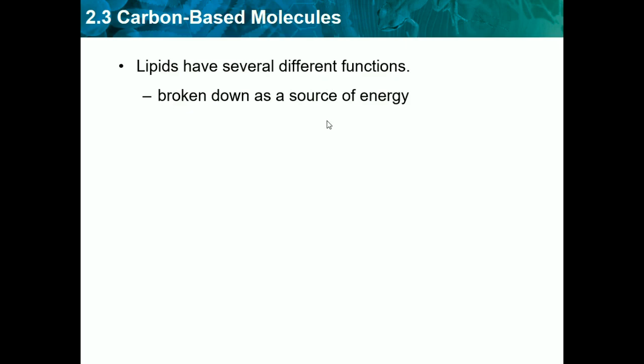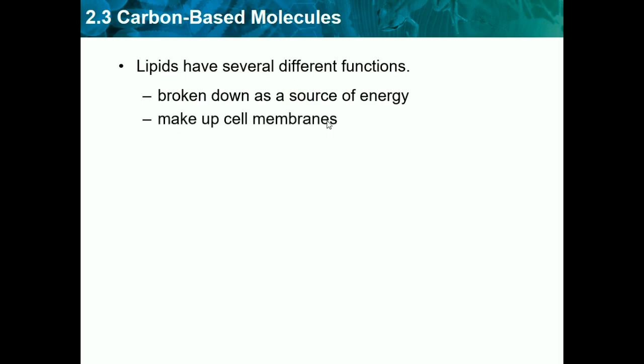It just sits there. Unlike carbohydrates, carbohydrates are quick energy. They're like fast. They just go away after you use them. Lipids are a source of energy that stays for the long term. So that's the main difference between carbohydrates and lipids.